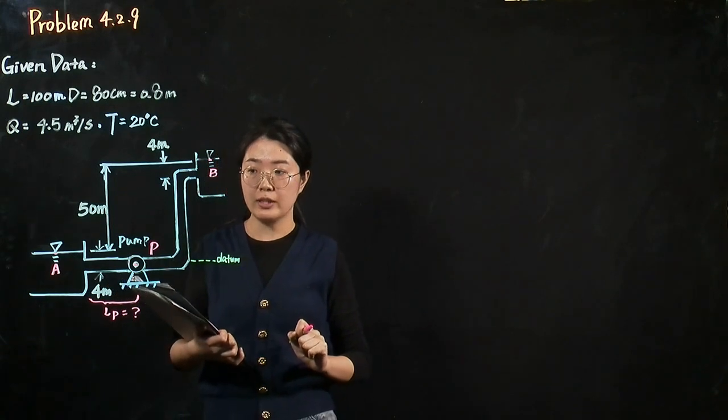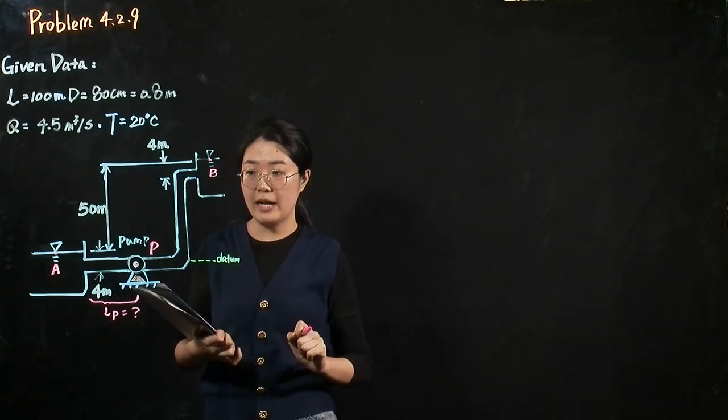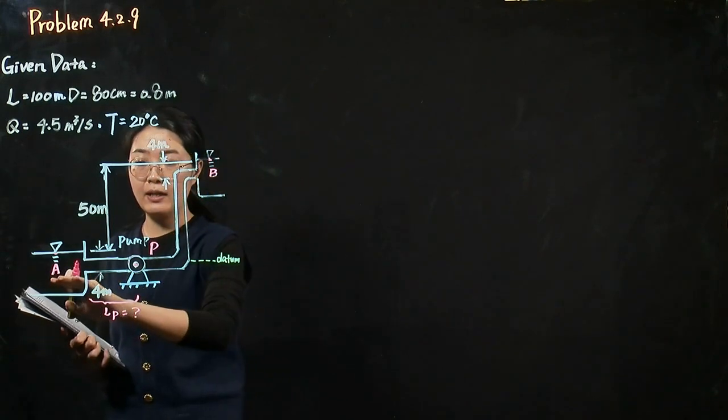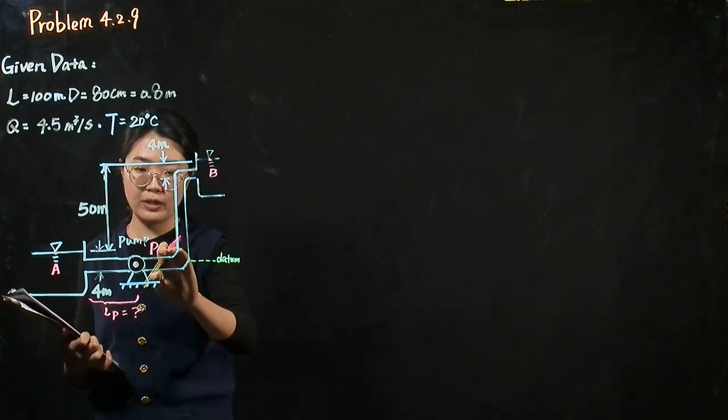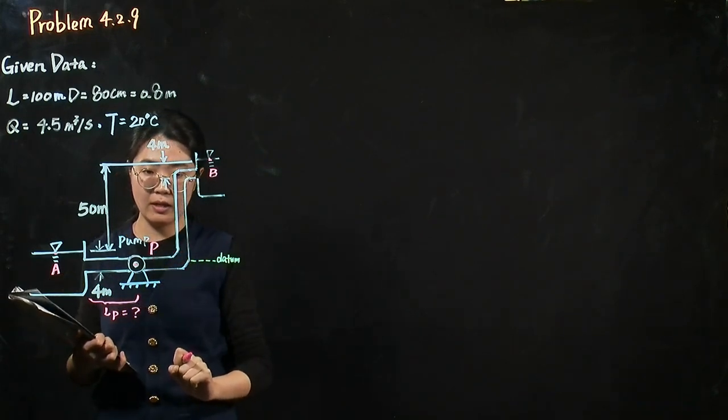To solve this question, we write down the energy equation at point A, which is at the water surface in reservoir A, and point B, which represents the location of the pump.